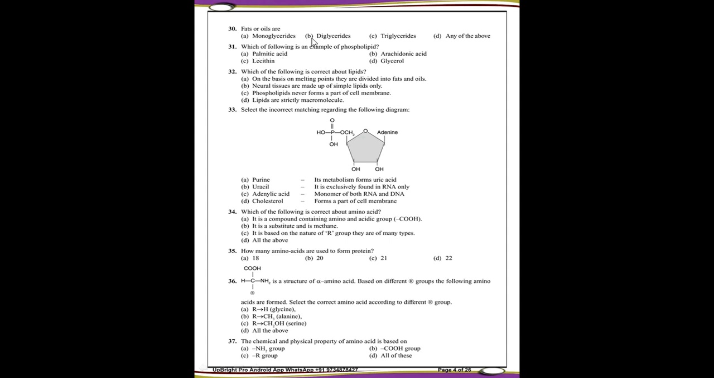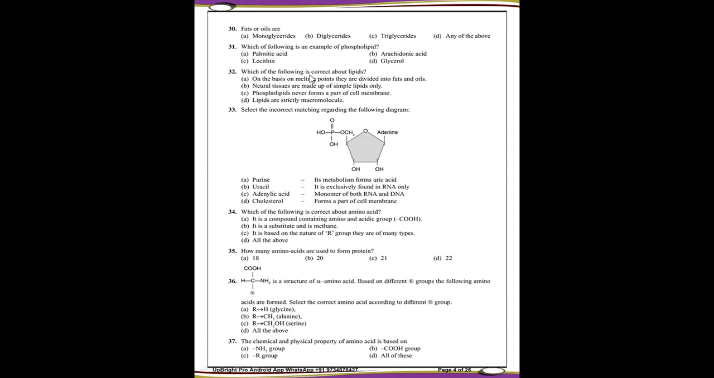Which of the following is an example of a phospholipid? So let's see. Is it palmitic acid? No. Is it arachidonic acid? No. Is it glycerol? No. It is lecithin. So lecithin is a phospholipid made of a glycerol backbone, two fatty acids, a phosphate group, and an alcohol we call choline. So lecithin is phosphatidylcholine, which is made of a phosphate group. So lecithin is a phospholipid.